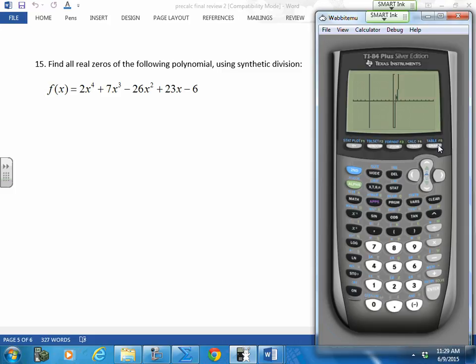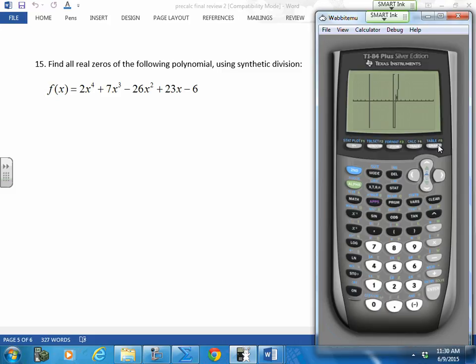And it kind of bounced off of that. Remember when it bounces off the x-axis? Anybody remember what it's called? Because I should have 4. I only see 3. 1, 2, 3. Double root. When it bounces off the x-axis, it's a double root.